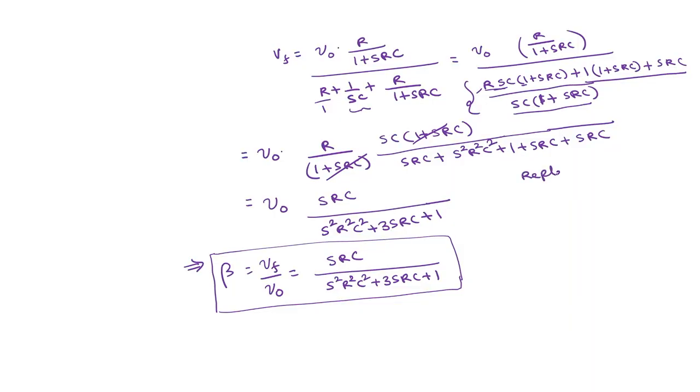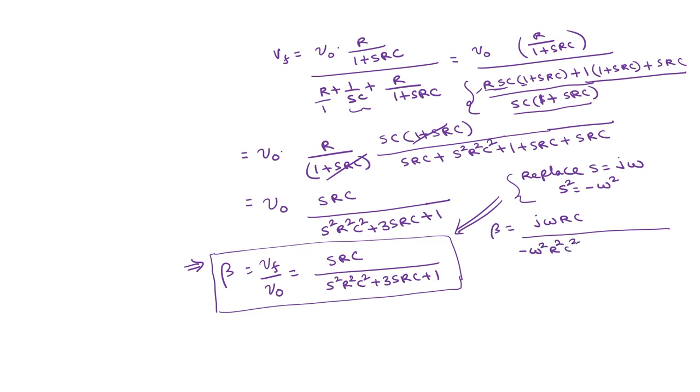Now, in order to derive the expression for the frequency of oscillations, we have to make the imaginary part of beta equal to 0, similar to the analysis that we have done in RC phase shift oscillator. So, in order to obtain this real and imaginary part, we will replace S with j omega. So what happens to S square? j square omega square, which is just simply minus omega square. So if I substitute this here, so what will be beta of j omega: j omega RC divided by minus omega square R square C square plus, S is j omega, 3 j omega RC plus 1.